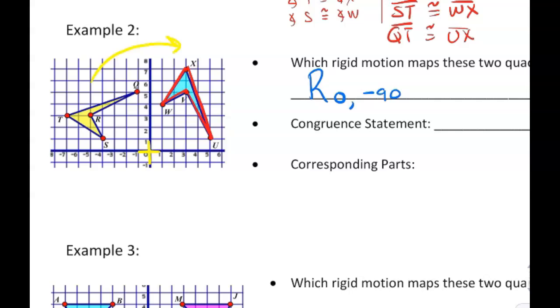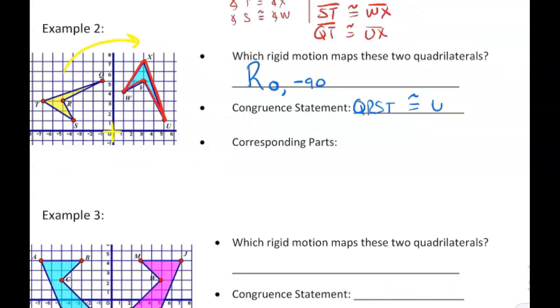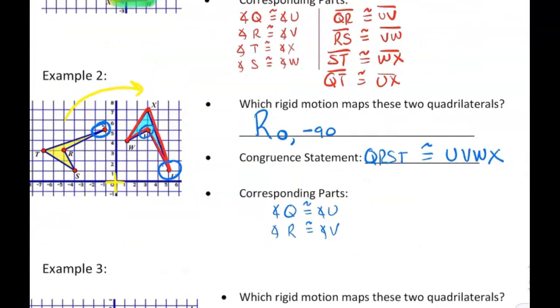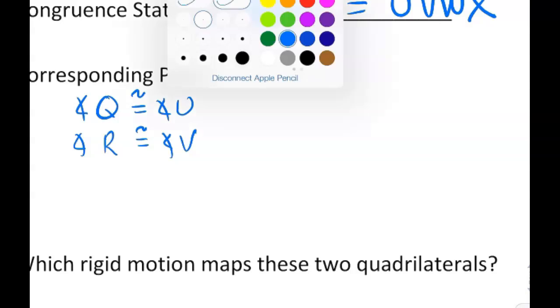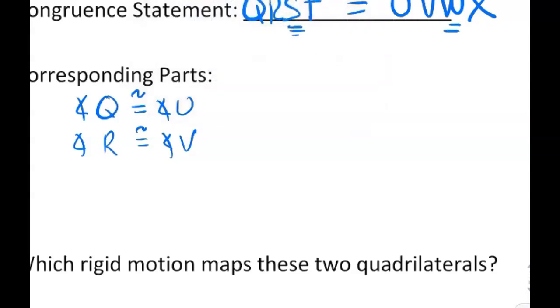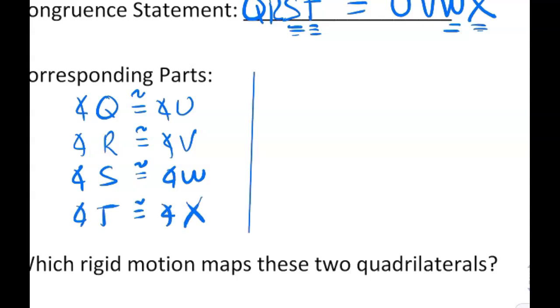What's the congruent statement? QRST is congruent to U, because that was the pointy part. And then the inner part was V, and then I went to W, and finally to X. So order matters. Corresponding parts. First two, angle Q is congruent to angle U, angle R, and angle V. And you might be looking at the picture, but here's a shortcut. You could do it by just looking at the statement here. The third one is S, the third one is W. Angle S, angle W. The fourth one is T, the fourth one is X. Angle T, angle X.